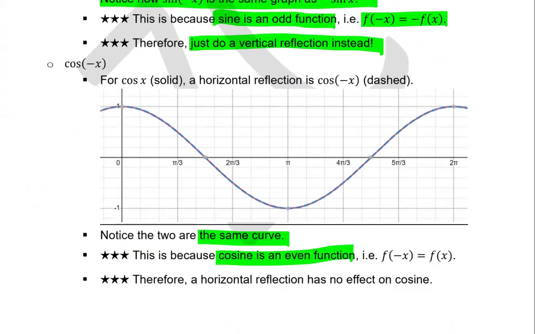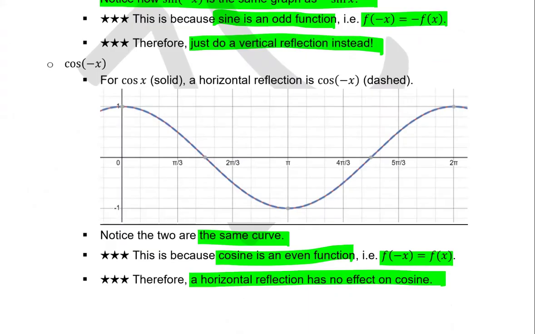And remember algebraically what that means? f of negative x equals f of x. What does it mean graphically? It is a reflection about the y-axis. Okay? Therefore, a horizontal reflection has no effect on cosine. We can actually ignore it.